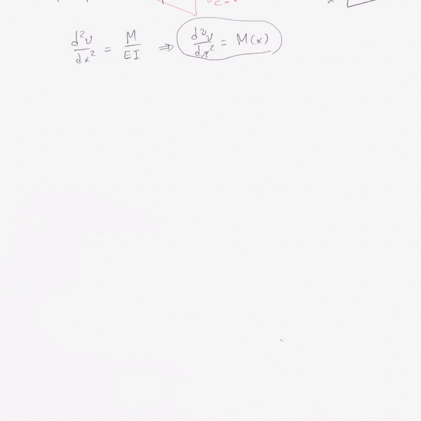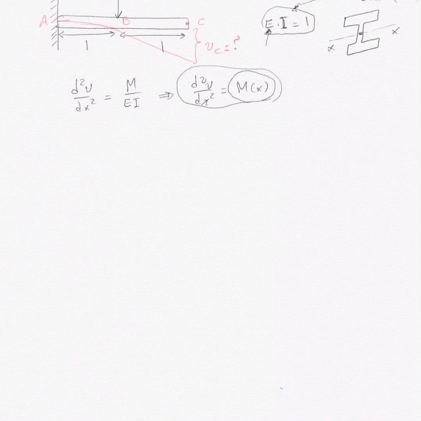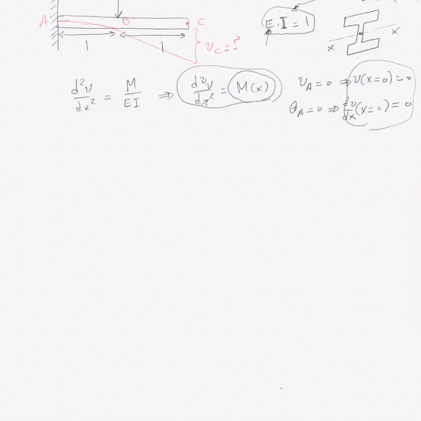All right, so here what I need to do is to find moment versus x and substitute here, and then my problem is pretty much done, right? Double integrate, apply boundary conditions, and I'm done. What are the boundary conditions? The boundary conditions are that the deflection at point A is equal to 0, or v at x equals 0 is equal to 0, and also theta, the slope at A, is equal to 0. That means dv/dx at x equals 0 is 0. These are the two boundary conditions that I need to apply.